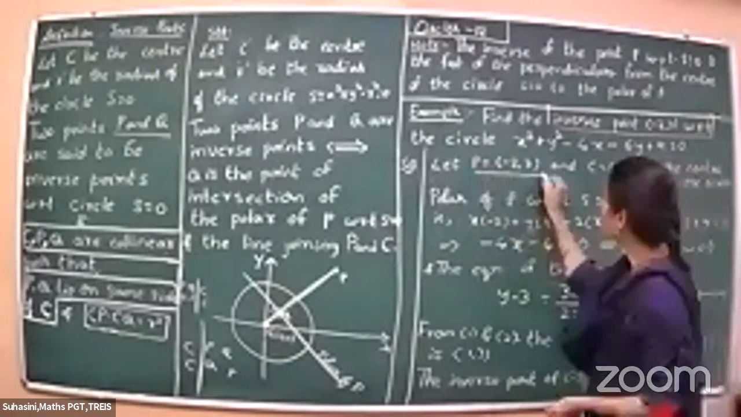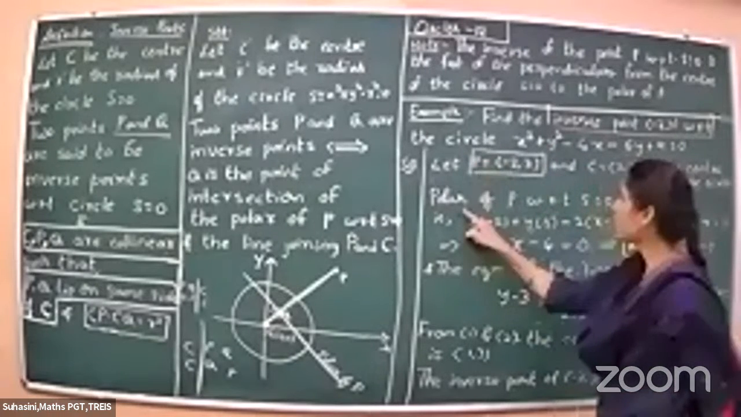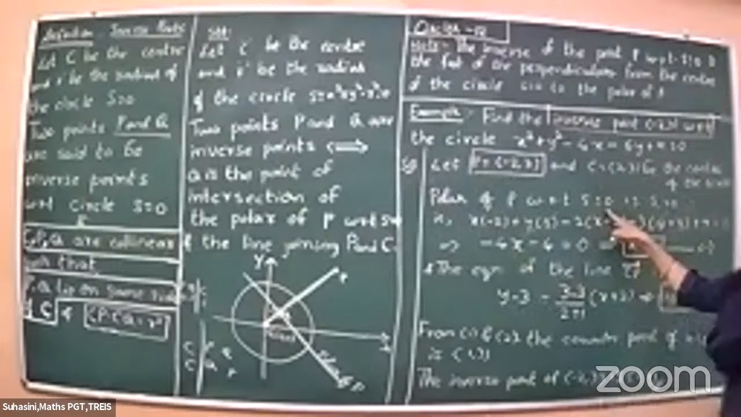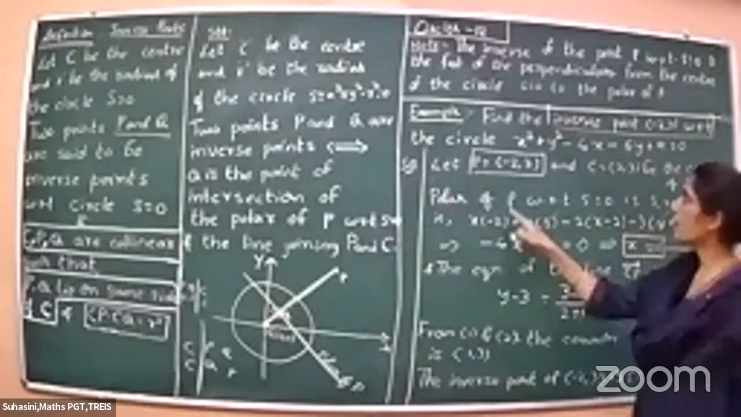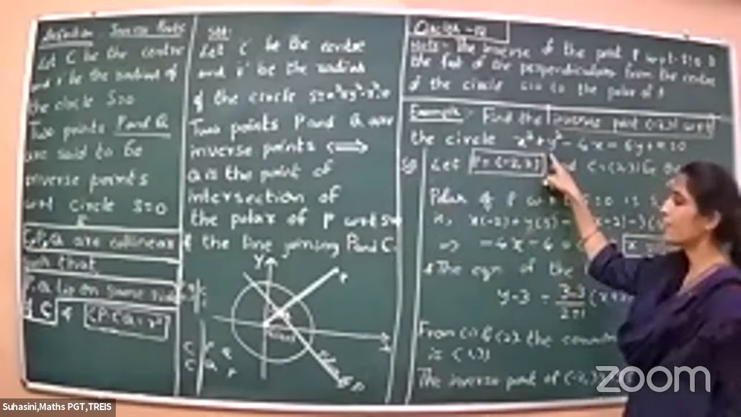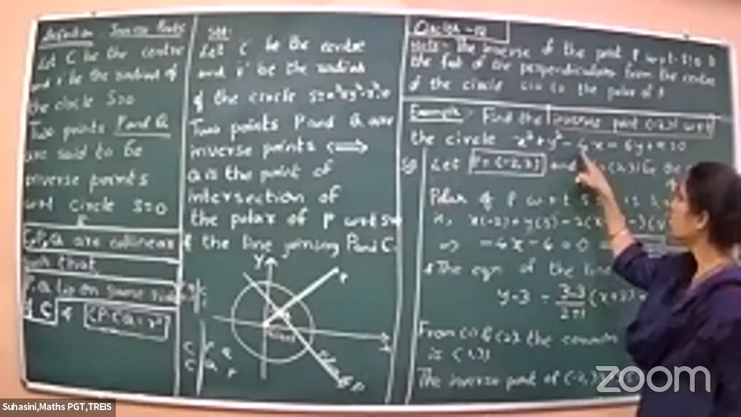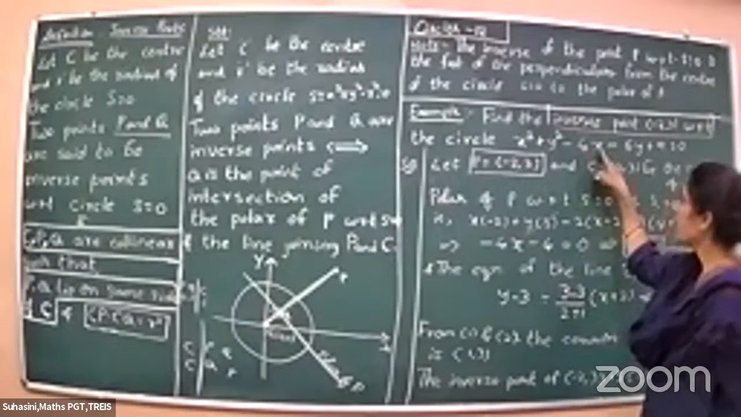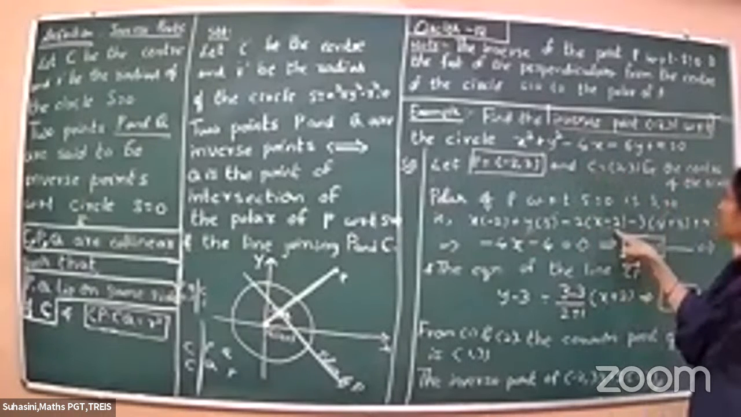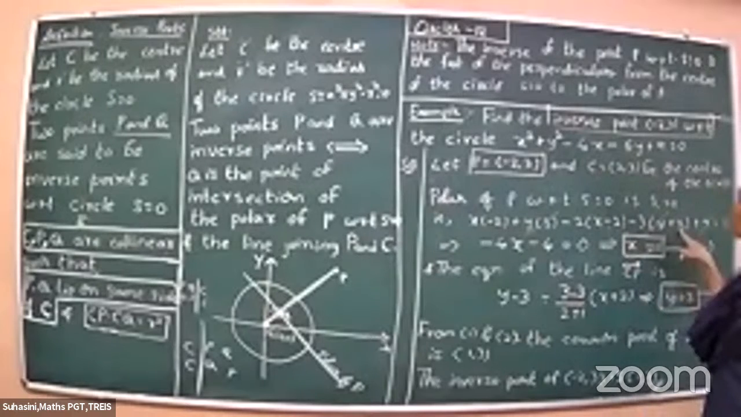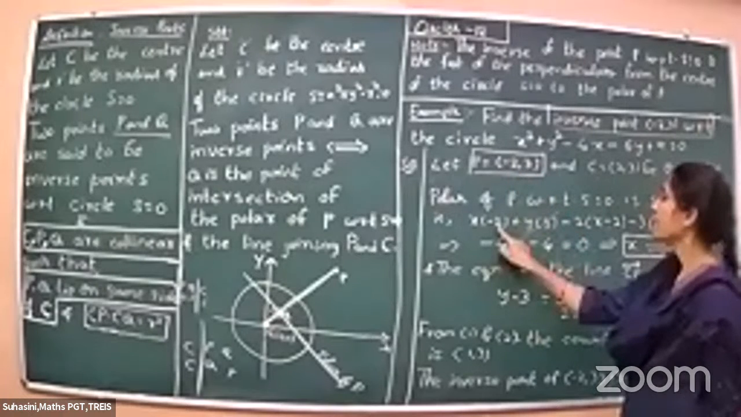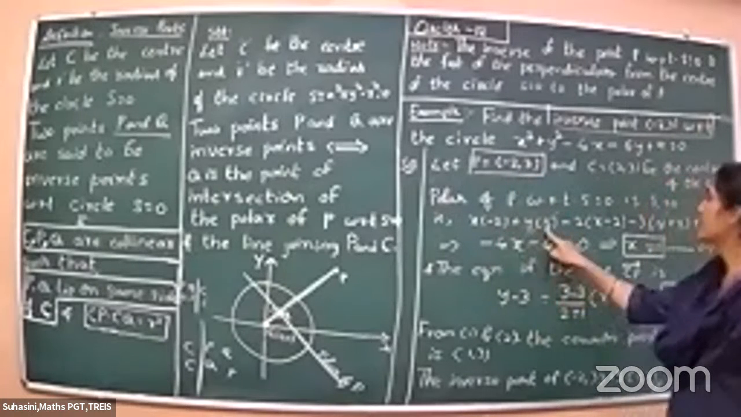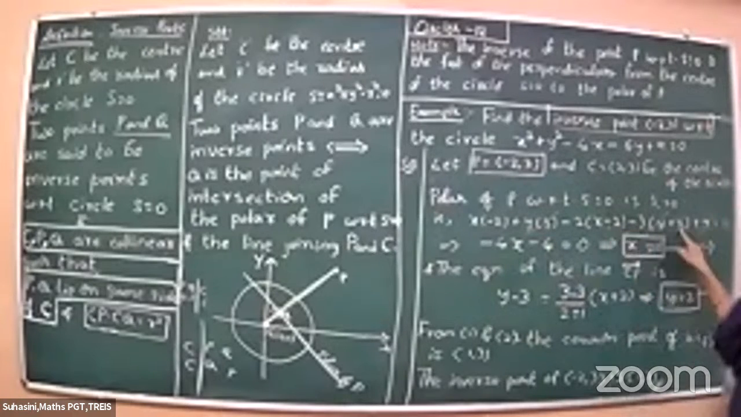Now we need to find the polar of the given point. What is the formula to find the polar of a point with respect to the circle S = 0, children? S1 = 0. What is the formula? xx1 + yy1 − 2(x + x1) − 3(y + y1) + 9 = 0. What is (x1, y1)? The given point (−2, 3). So x1 is −2 and y1 is 3.